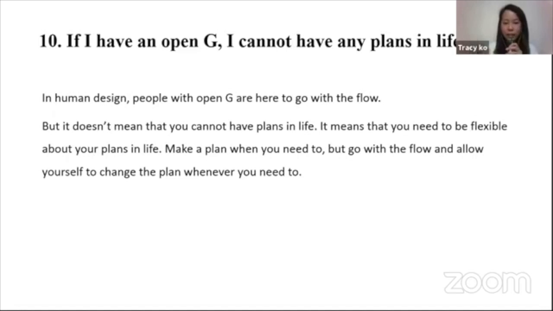So if you are also an open G, and you also like to make a plan, just go do it. It won't hurt you. But one thing that is really important is to be really flexible about your plans in life. So I think I see some questions.